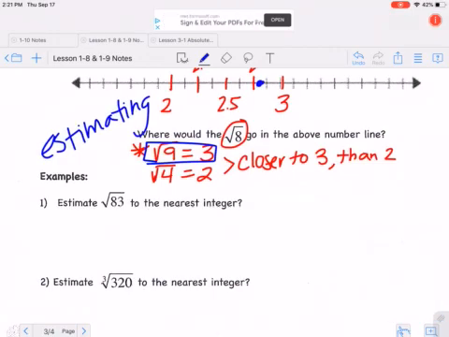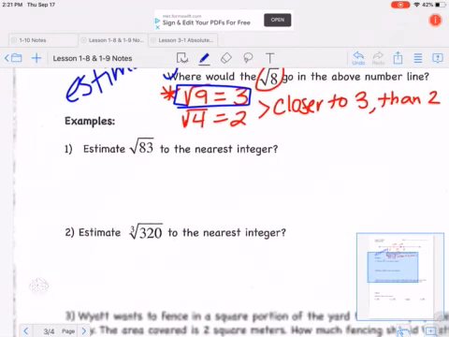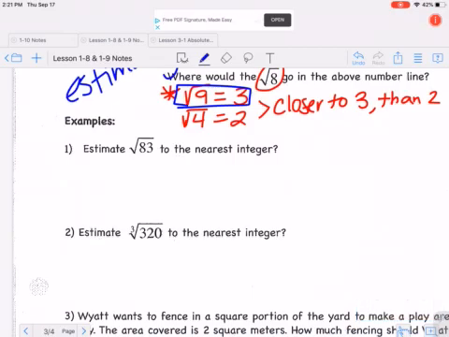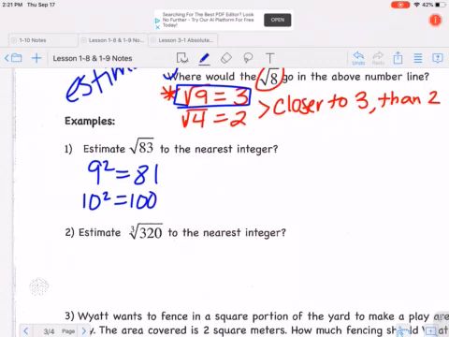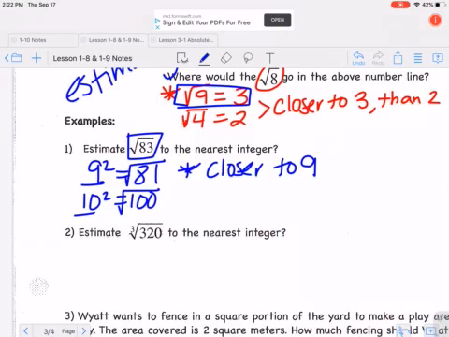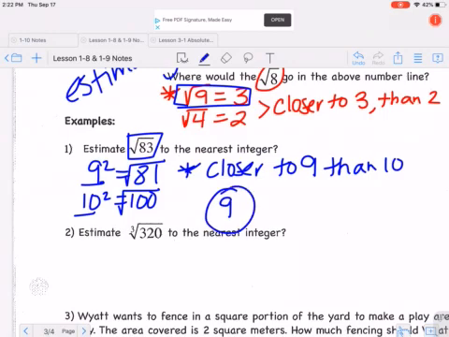Okay, the next one I have here is, for the first example, it says estimate the square root of 83 to the nearest integer. So I have to think. I know 9 squared is equal to 81, and 10 squared is equal to 100. So I'm going to say, okay, is it going to be closer to 9, or is it going to be closer to 10? So I would say, okay, the square root of 83, if I was taking the square root of 81 and the square root of 100, I would get 9 or 10. So this is going to be closer to 9 than 10. So 9 would be your best estimate.